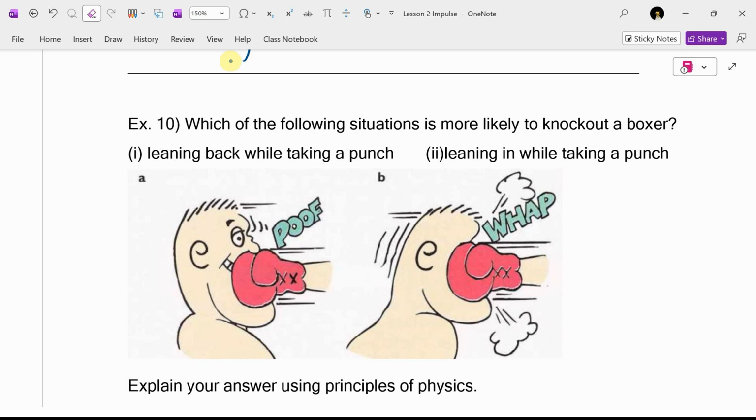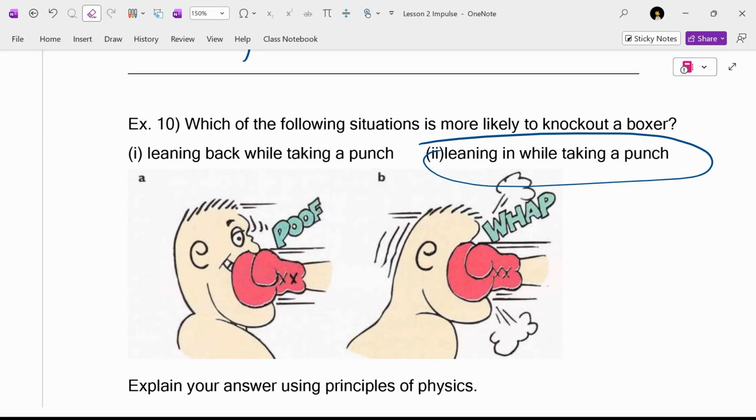Now, as always, I'm really simplifying things. Boxing is much more complicated than that. But yeah, that's much more likely to knock out a boxer. This is also the physics, if any of you are doing martial arts, of trying to split a board. Your final momentum is going to be 0. Your initial momentum is going to be however fast you can swing your hand. You want to have the time as small as possible to get the force as big as possible to break the board.